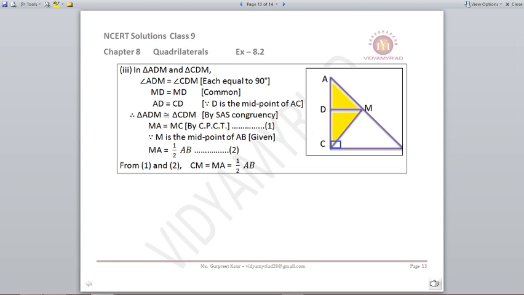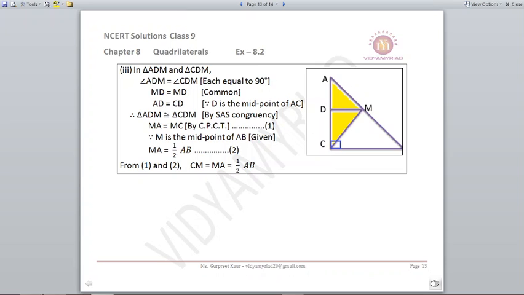Now comes the third part. Here let us prove the triangles ADM and CDM congruent. We have just proved that angle ADM is 90 degrees, so angle ADM is equal to angle CDM, equal to 90 degrees. Your MD is common and AD is equal to CD because D is the midpoint. So, the triangles, using SAS criteria, are congruent. And with this we can say that MA is equal to MC by CPCT.